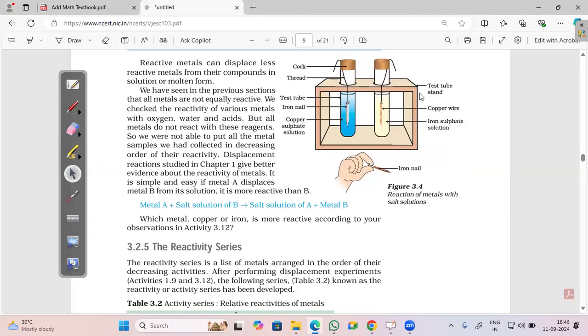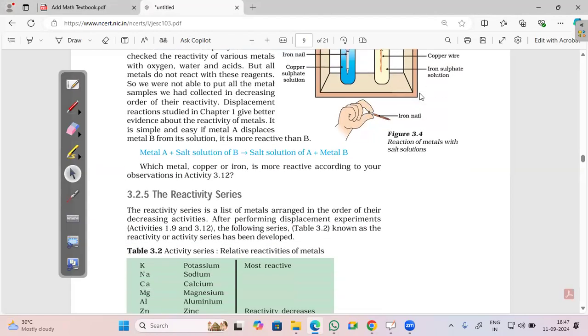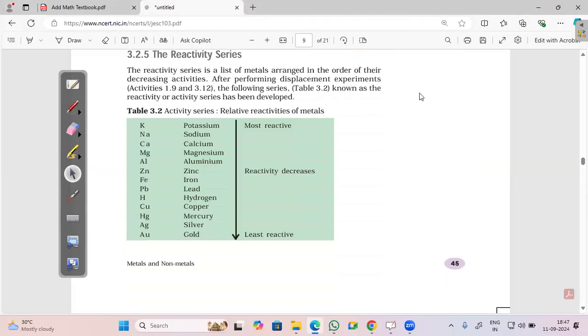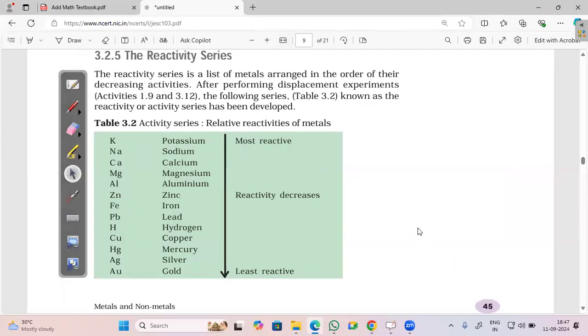We have to study the reactivity series of the metals. So for today, your task is to remember the reactivity series. All of you must be able to remember it. There are different methods by which you can try to remember: potassium, sodium, calcium, magnesium, aluminum, zinc, iron, lead, hydrogen, copper, mercury, silver, and gold.